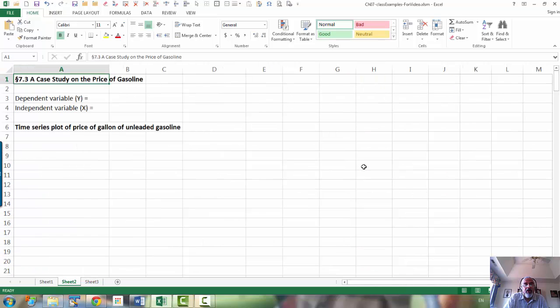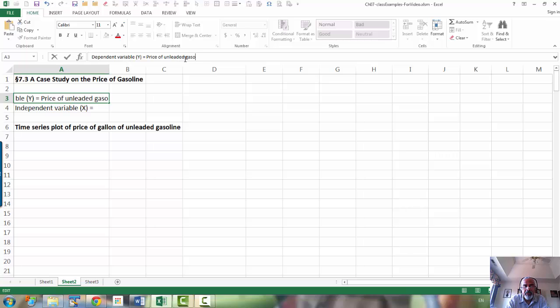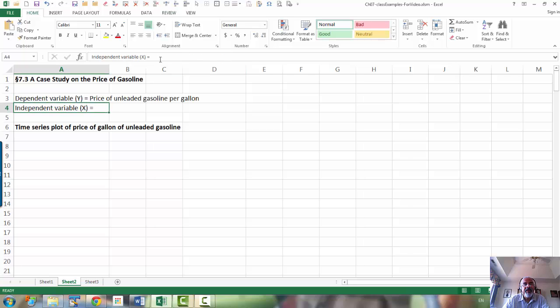So let's define our variables. Our dependent variable is the price of unleaded gasoline per gallon. The independent variable is the price of crude oil per barrel, 1 month prior. 1 month before that.